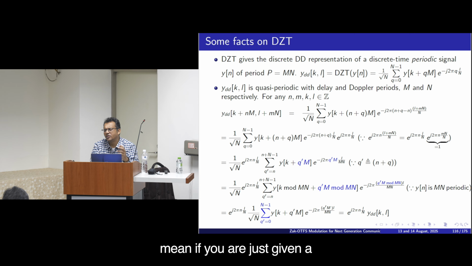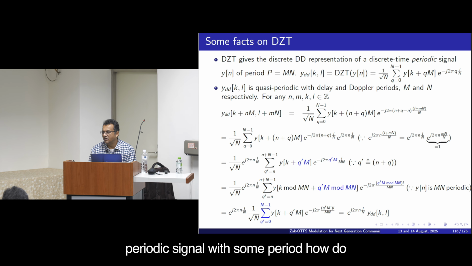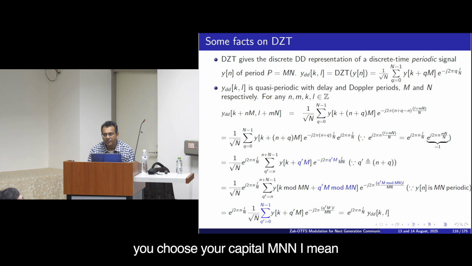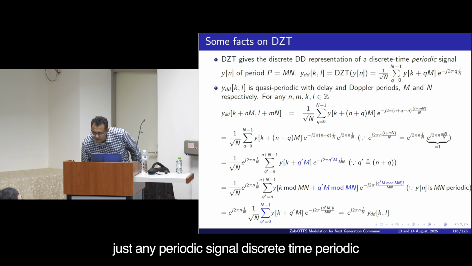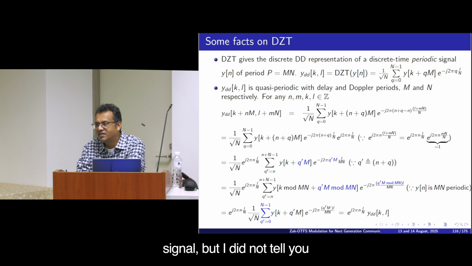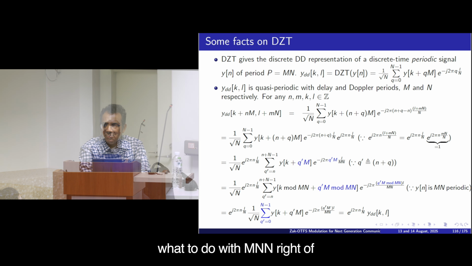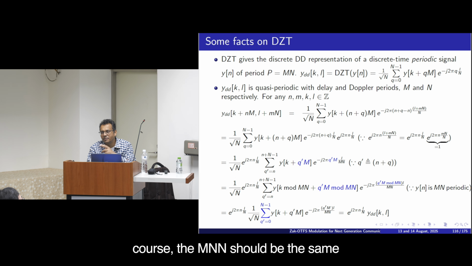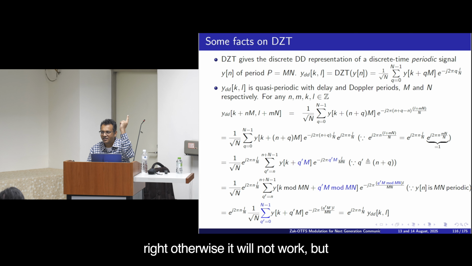But if you are just given a periodic signal with some period, how do you choose your capital M and N? I mean, if I give you just any discrete time periodic signal, but I didn't tell you what to do with M and N, right? Of course, the M and N should be the same M and N which are used at the transmitter, right? Otherwise, it will not work.